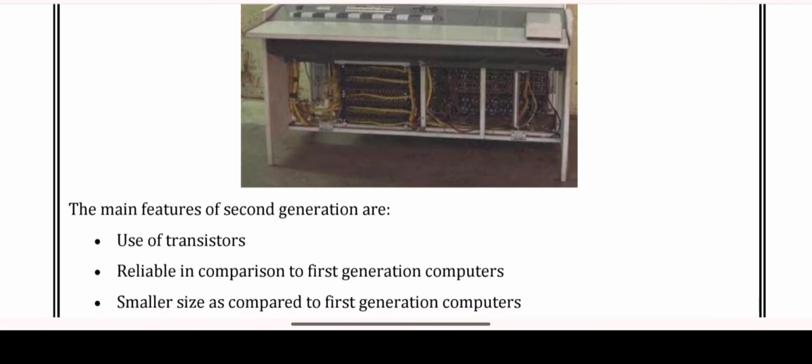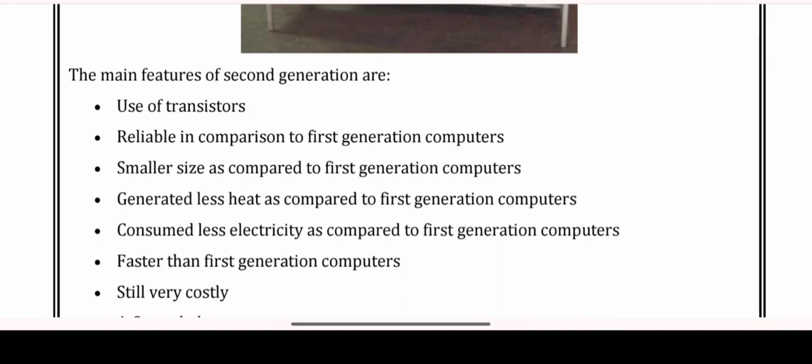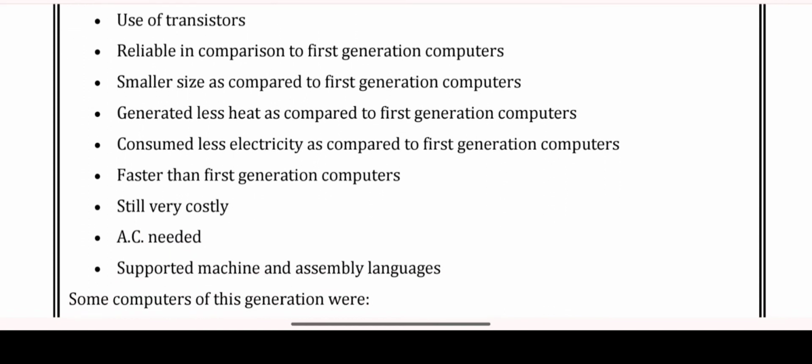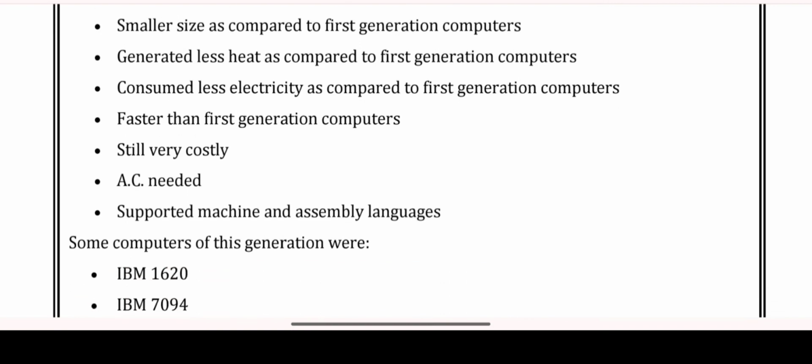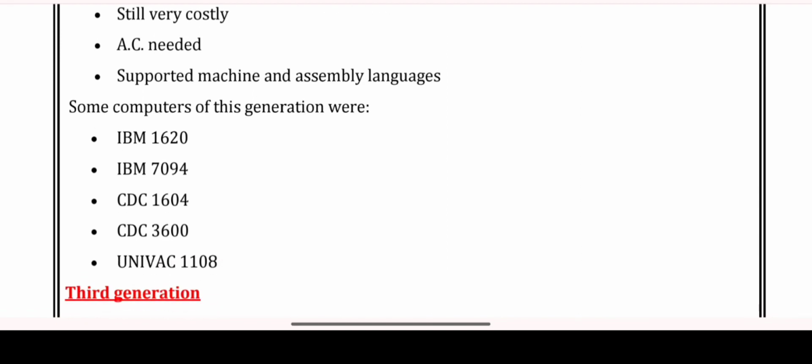The main features of the second generation computers are: use of transistors, more reliable in comparison to first generation computers, smaller in size, generated less heat, consumed less electricity, and faster than first generation computers. Compared to the first generation, still very costly, AC needed, and supported machine and assembly language. Some computers of this generation were IBM 1620, IBM 7094, CDC 1604, CDC 3600, and UNIVAC 1108.